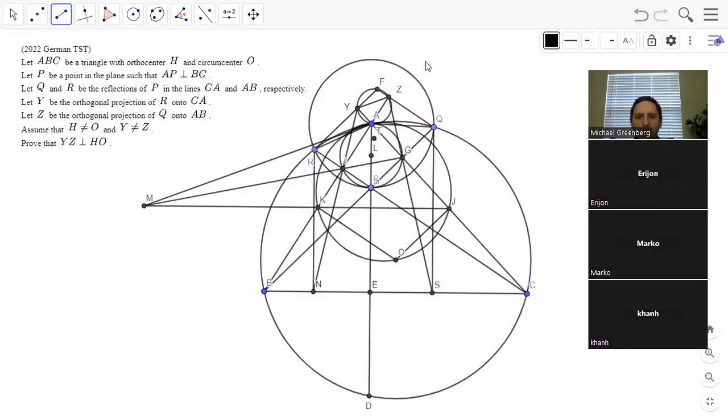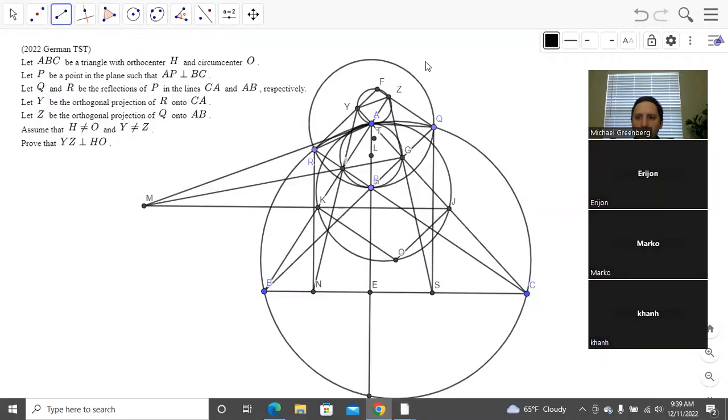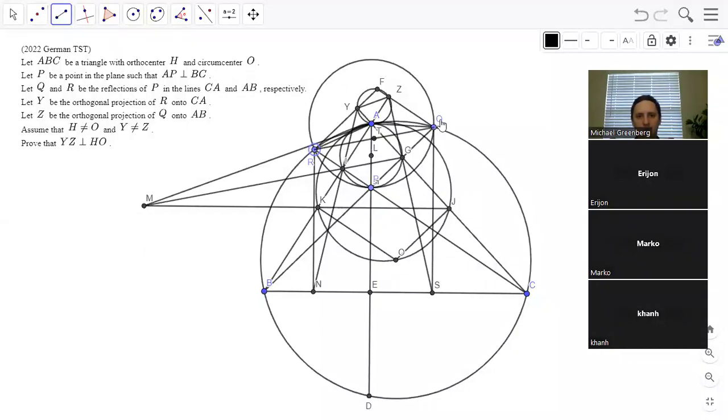So RF is parallel to IT. Oh, that's how you got it. Okay. So yeah, use a homothety to figure out that T is going to be the midpoint of RQ. Interesting. Yeah, because this is parallel to this, and this is parallel to this. So T is going to be the midpoint of RQ. I like that. That's creative. Okay, so we know that.